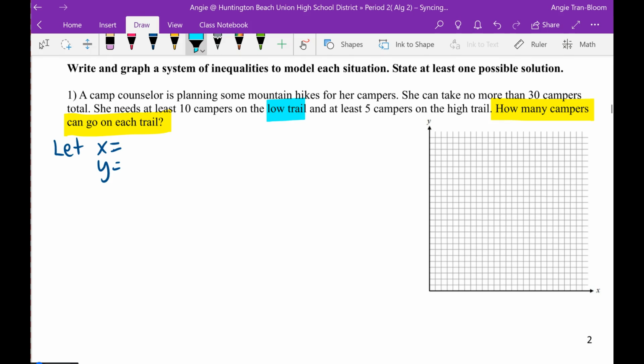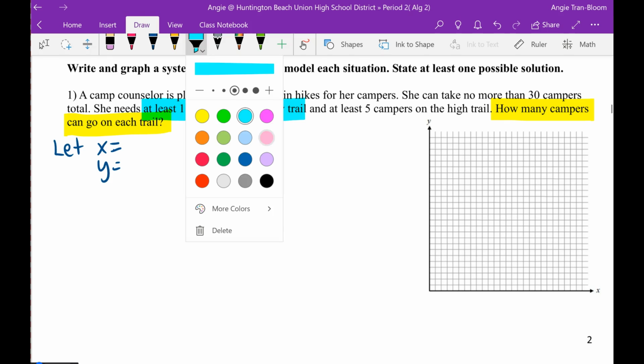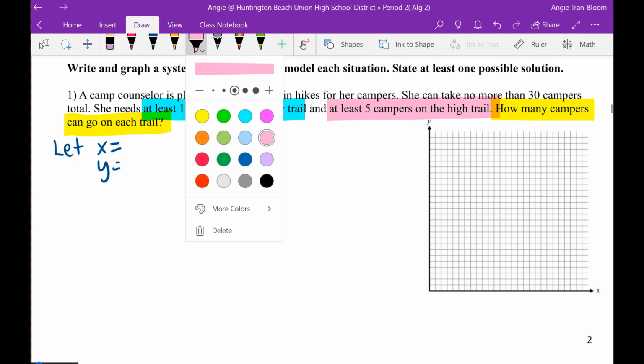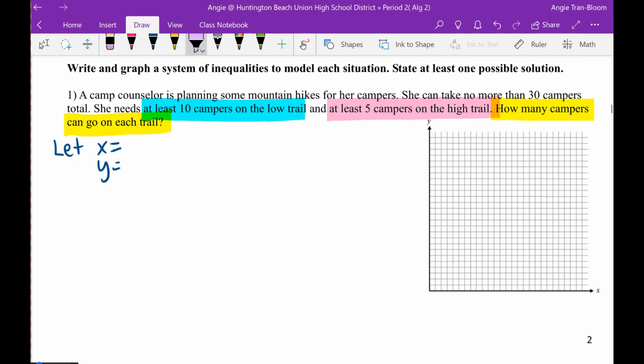At least. That's very, very important. Okay. Actually, she needs to take at least 10 campers on the low trail. So the low trail, she wants at least 10 campers. What other one are there? High trail. And how many does she want? At least 5 campers on the high trail. What other key things should we highlight? She can't take more than 30. She's all by herself. Okay? She can take no more than 30 campers total.